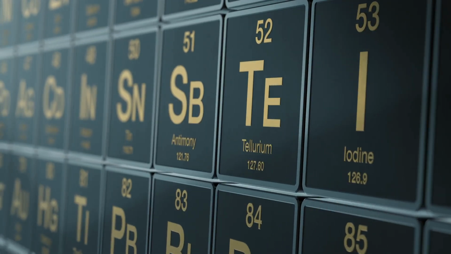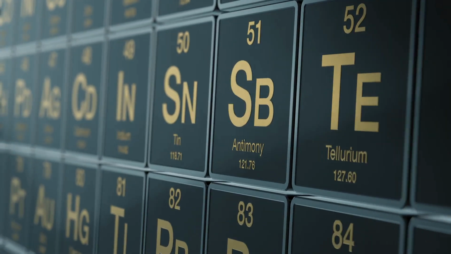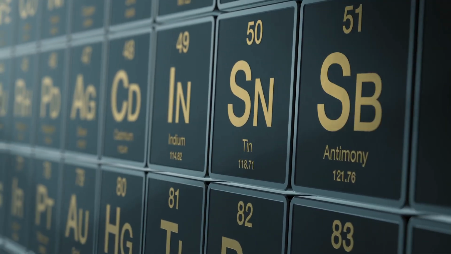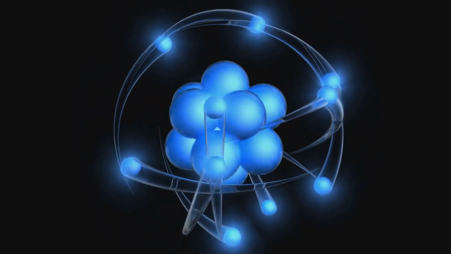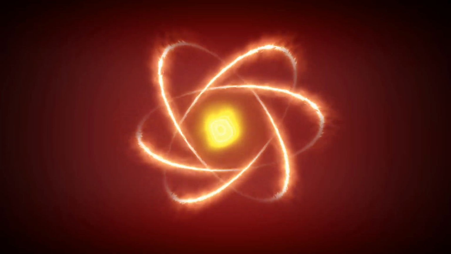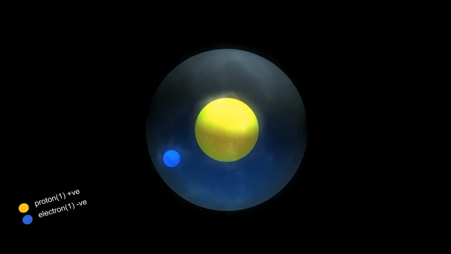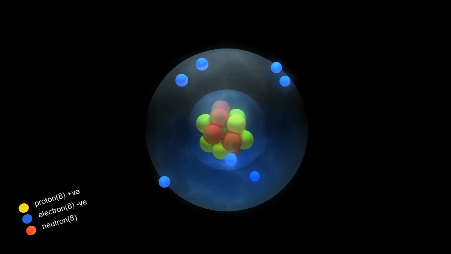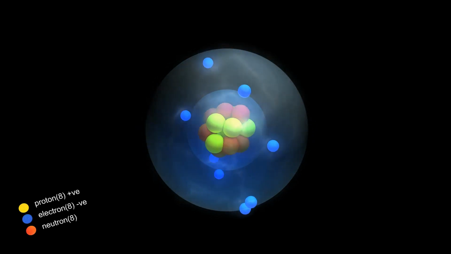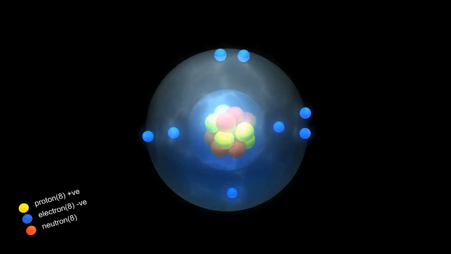There are two types of ions, cations and anions. Cations are formed when an atom loses electrons. This loss gives the atom a positive charge. Anions are formed when an atom gains electrons. This gain gives the atom a negative charge. The process of forming an ion is called ionization.